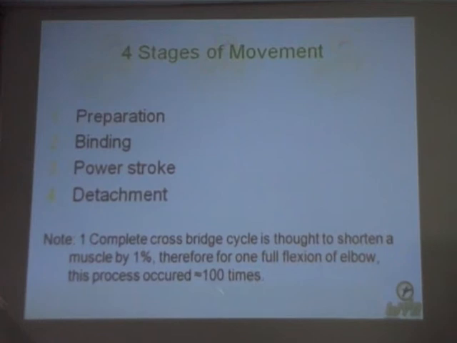Now these 4 stages, one cross-bridge cycle is thought to shorten a muscle by about 1%. So to create a full flexion of the elbow and shoulder, you'll get 100 of these cycles occurring. So it shows you the rapidity and the intricacy we're looking at. We're looking at a semi-molecular level here.